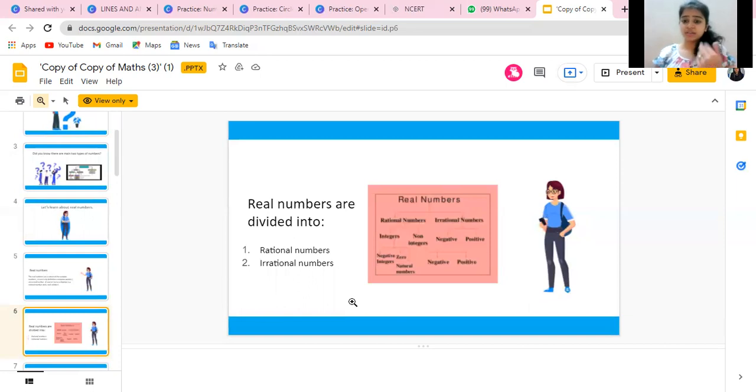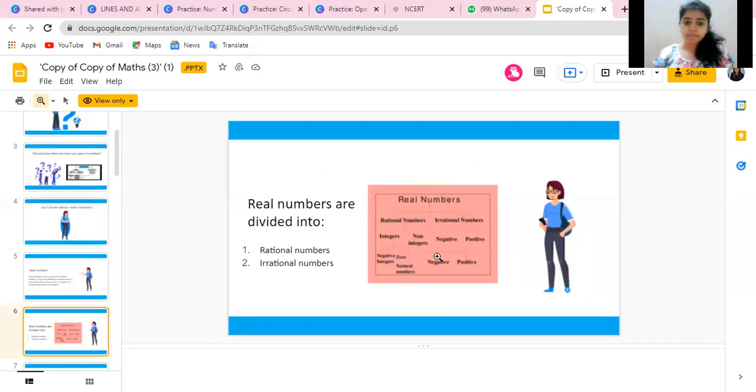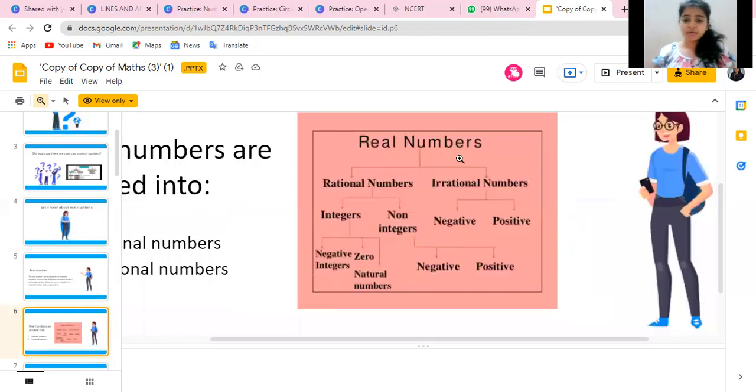Okay, as we studied in the previous slide, real numbers are divided into rational and irrational numbers. You can see this chart if I zoom it a bit. So real numbers, rational numbers, irrational numbers. Now rational numbers are of two types, integers and non-integers. Integers are again of three types, that is negative integers, 0 and natural numbers. Then we have non-integers. Then irrational numbers are also positive and negative. Okay, so let's move on to the next slide.